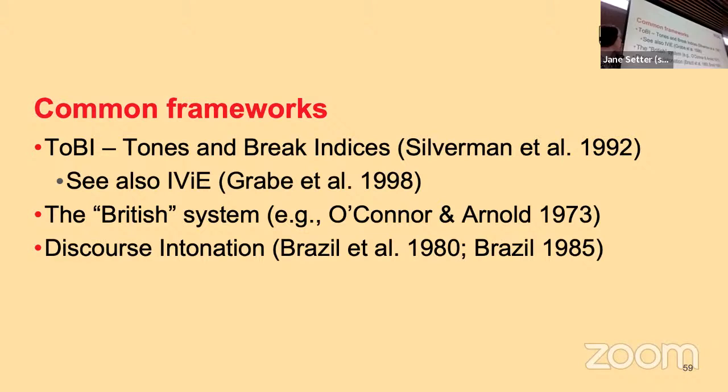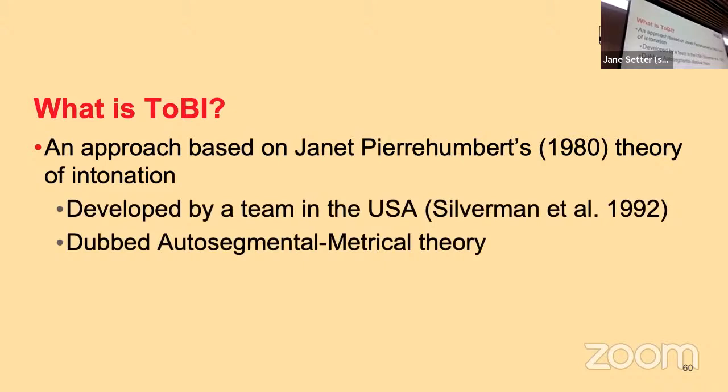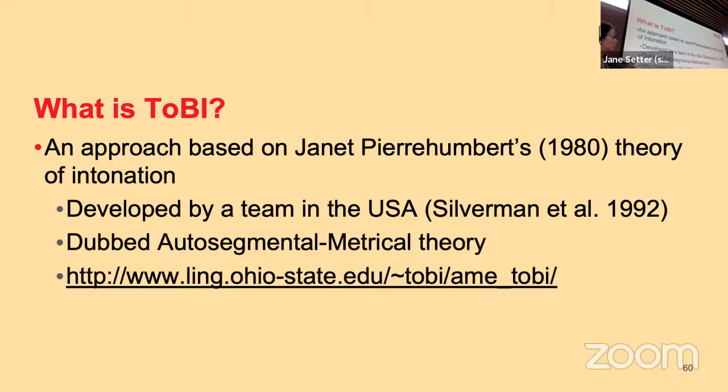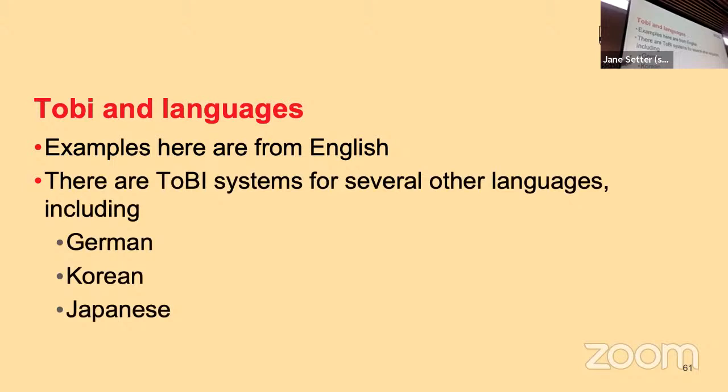So ToBI is based on Janet Pierrehumbert's theory of intonation, and it was developed by a team in the USA. It's dubbed autosegmental-metrical theory. This is a website for it, but if you just look for ToBI or tones and break indices, you will find the information about how this works. And there are examples from lots of different languages. So I'm using English, but there are ToBI systems for German, Korean, Japanese. I think it's called K-ToBI. So there are variations of this that have been used for different languages. And there are also others under development all the time where people are trying to apply this to other languages.